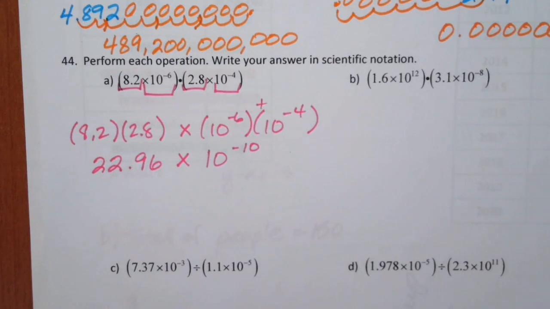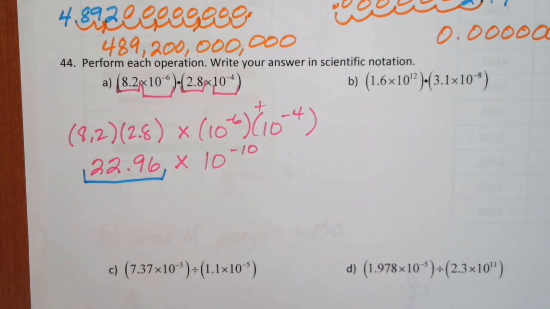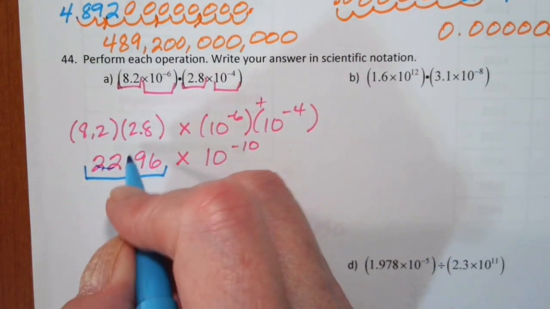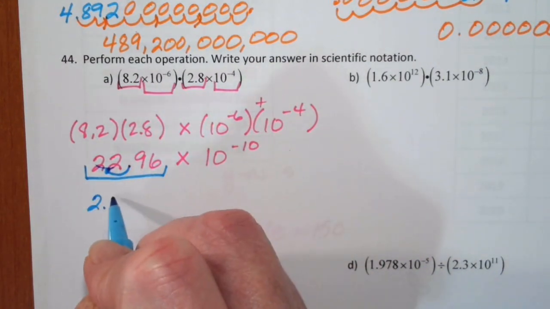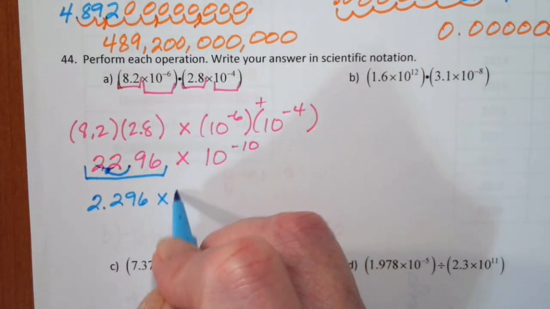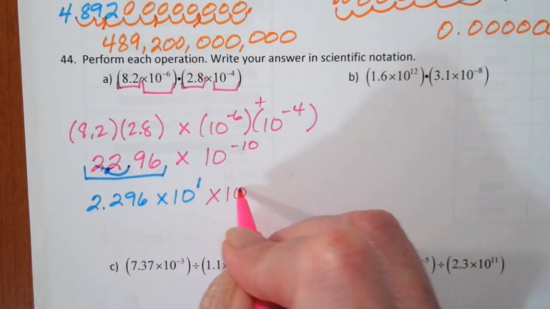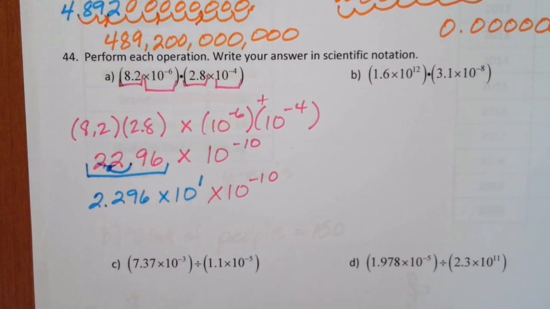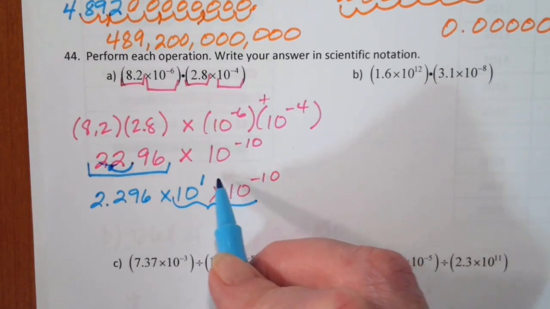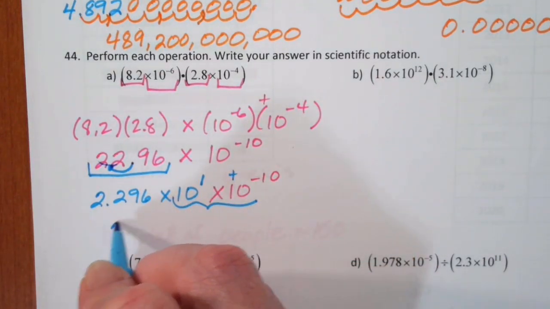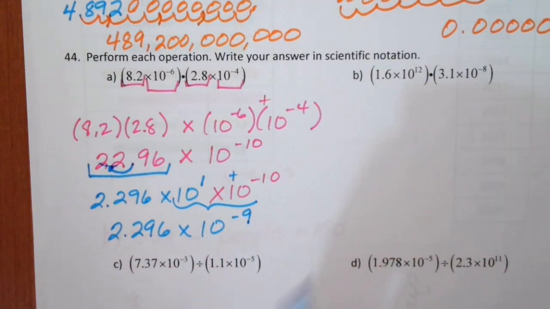But I'm not done yet. I have to take this. It is not in scientific notation. This is larger than 1, so I'm going to move the decimal over here. So this becomes 2.296 times 10 to the first times 10 to the negative 10. And if I have 1 plus negative 10, my final answer is 2.296 times 10 to the negative 9.